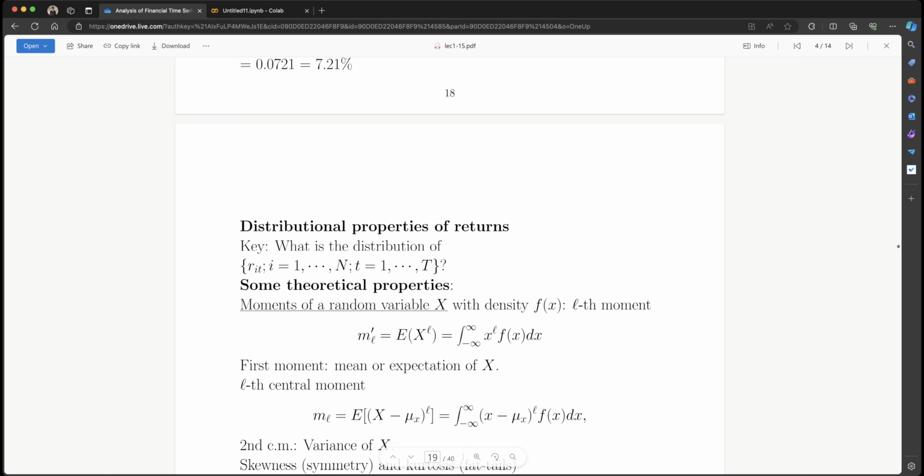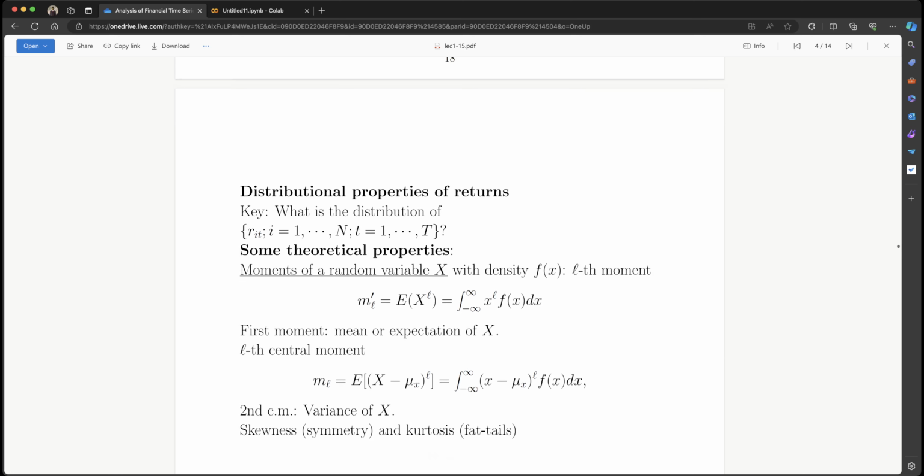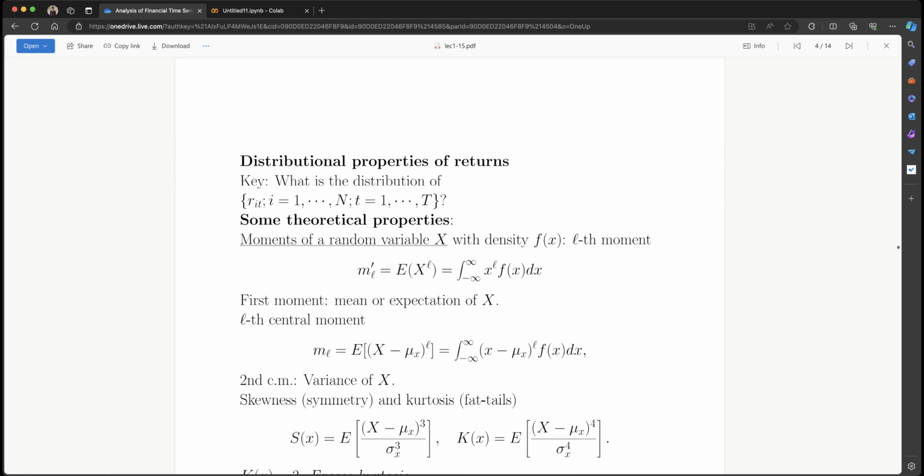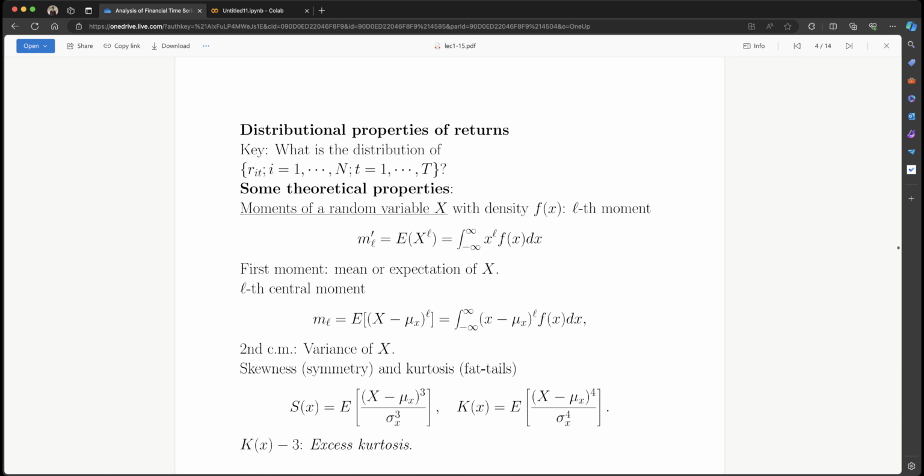The definition of expectation is the random variable multiplied by the density function and integrated from minus to plus infinity. Then it is the definition of the mean. This is what you learn in high school. Now the first moment, what if l is 1? We call it the mean, the expectation of a variable. Now the l-th central moment: subtract the mean mu x, and then take the power l. If l is 2, it is the second central moment, which has a special name, variance.